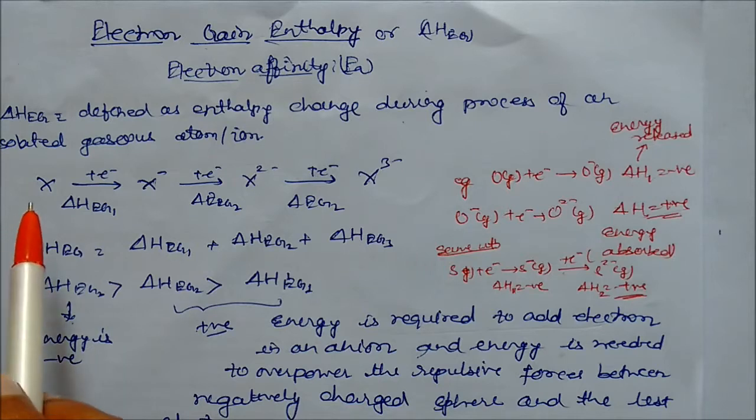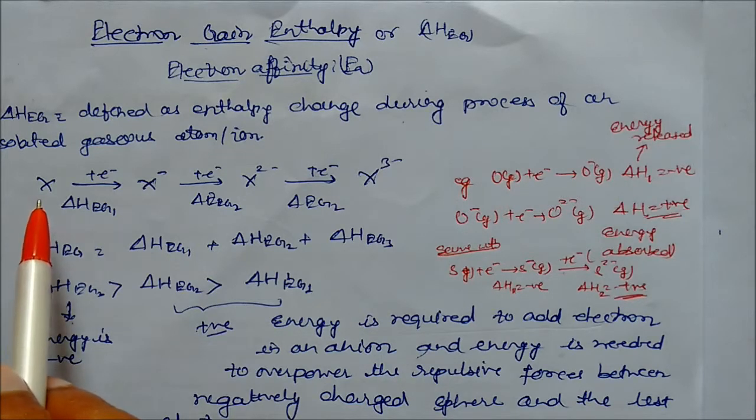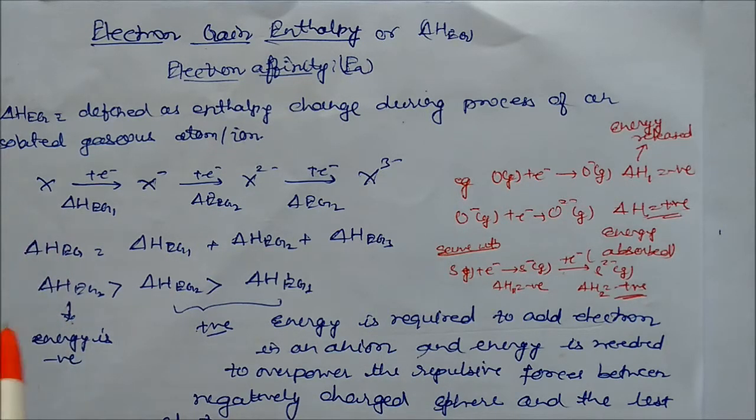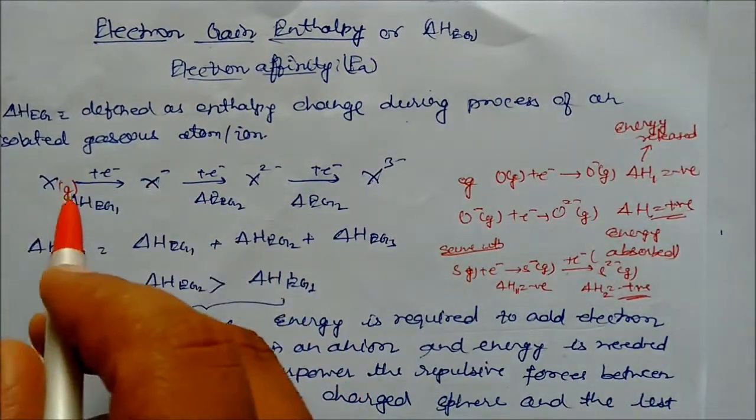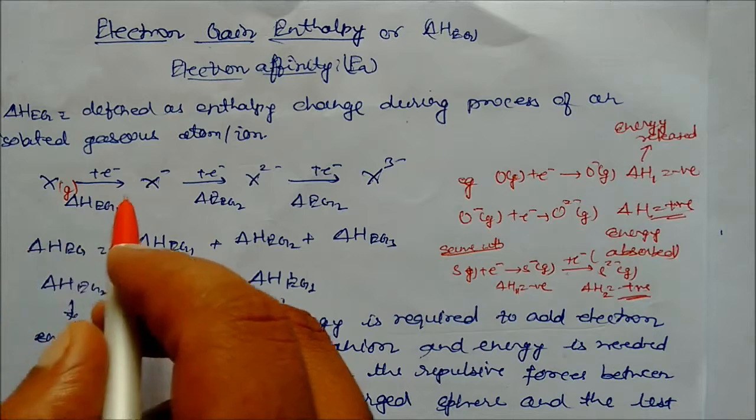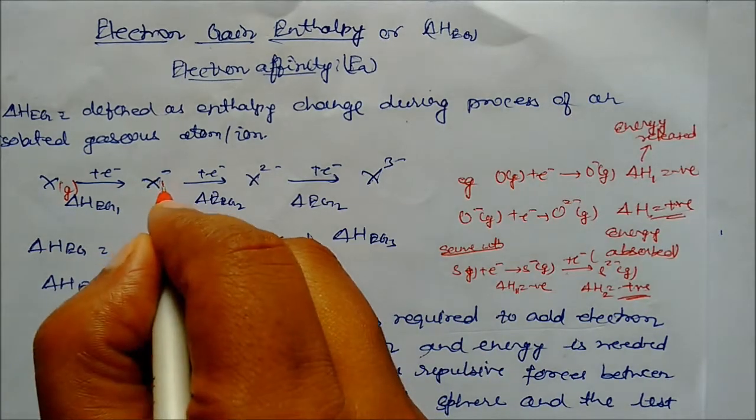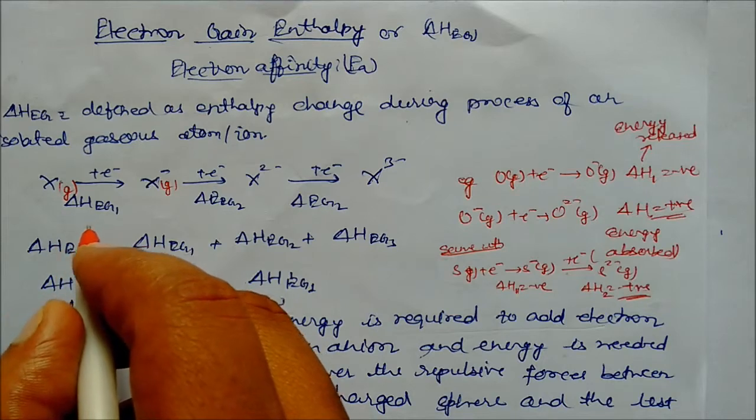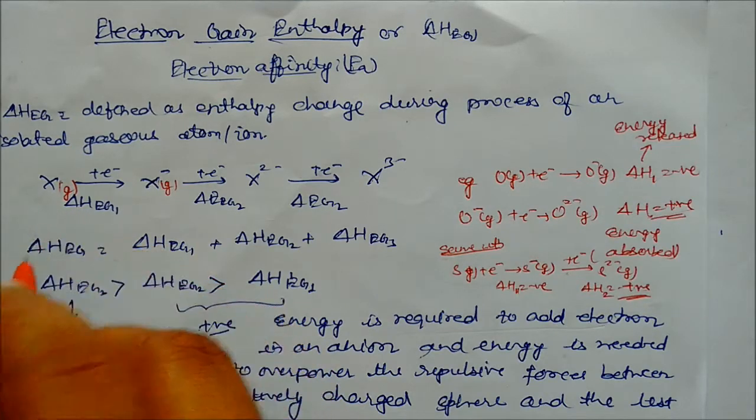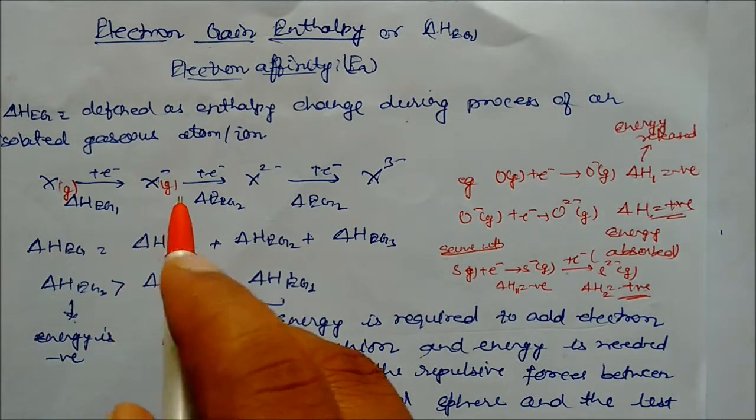You can see this is any X atom, and this X atom is in the gaseous state. So first we write X in the gaseous state. When you add one electron, it becomes X negative, which is also in the gaseous state. So you will get some energy that is called ΔH_eg or ΔE_eg. Whatever you write, the same, E or H.